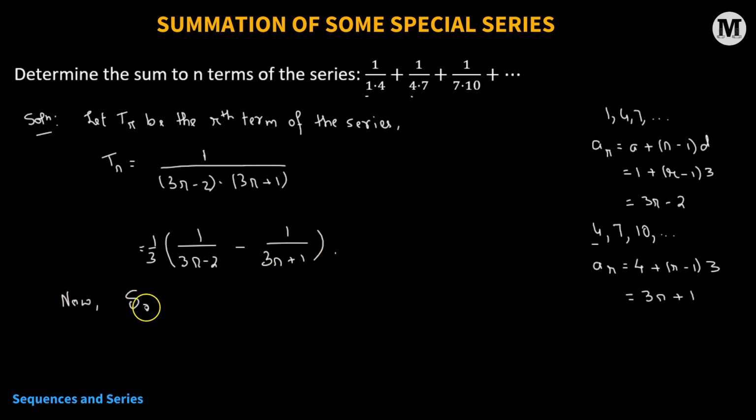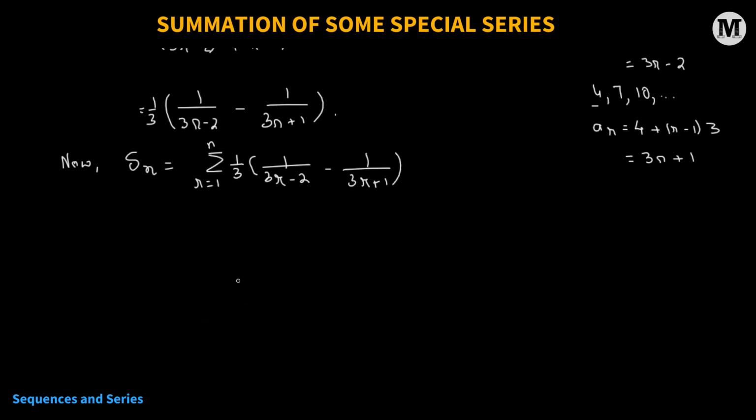To find the sum to n terms, all we have to do is take the summation of the rth term of the series, which is 1 over 3 multiplied by 1 over 3r minus 2 minus 1 over 3r plus 1, with the index r going from 1 to n. Now we're going to expand this series. Our first term will be 1 over 3 multiplied by, replacing r with 1, 1 over 3 times 1 minus 2, that's simply 1, minus 1 over 3 times 1 plus 1, that gives us 4, so 1 over 4.